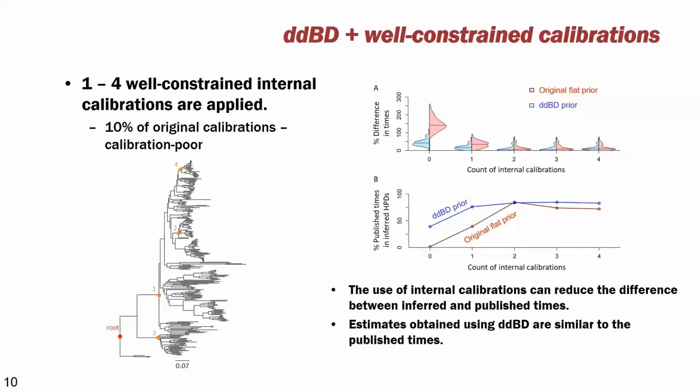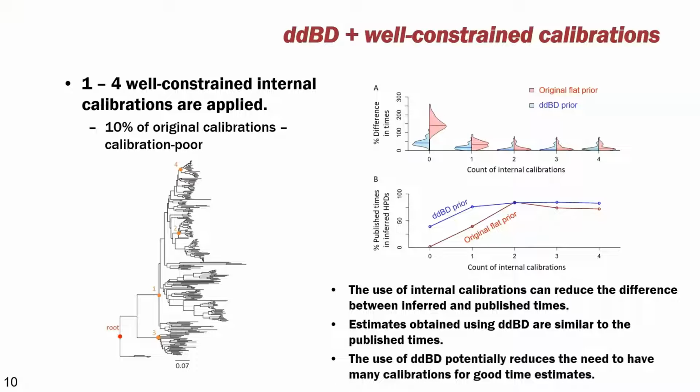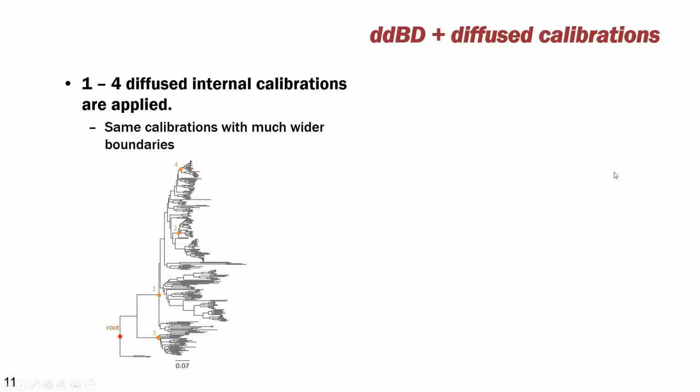This result means that the use of the data-driven tree prior can potentially reduce the need to have many calibrations for good time estimates, because by using a few calibrations and the data-driven tree prior, you can have time estimates close to the published times, which are obtained by using many calibrations. But in a lot of cases, we don't have that many well-constrained calibrations.